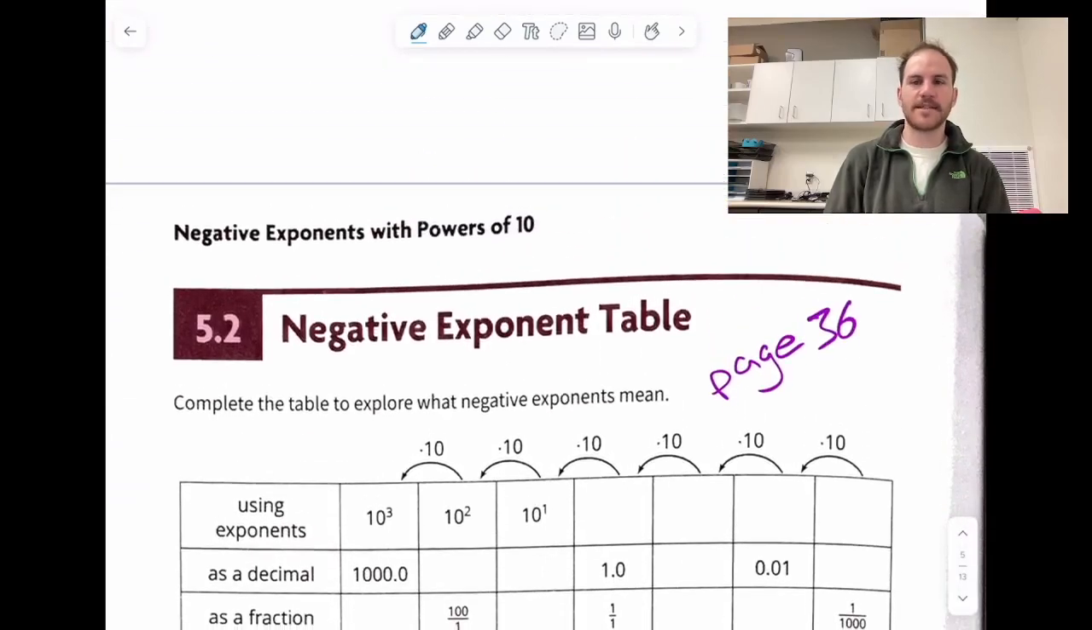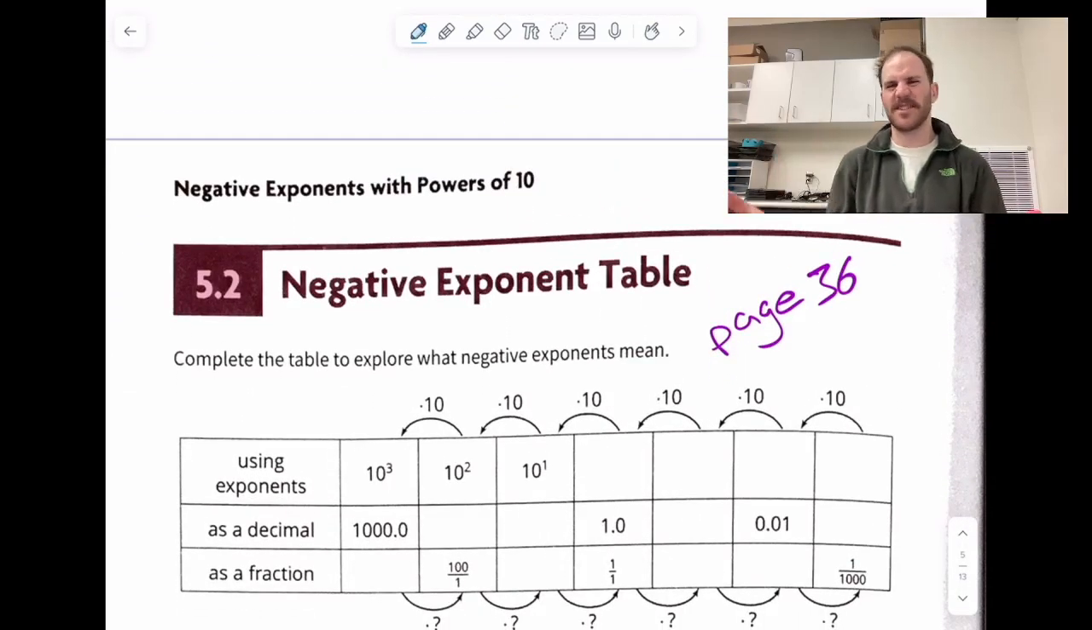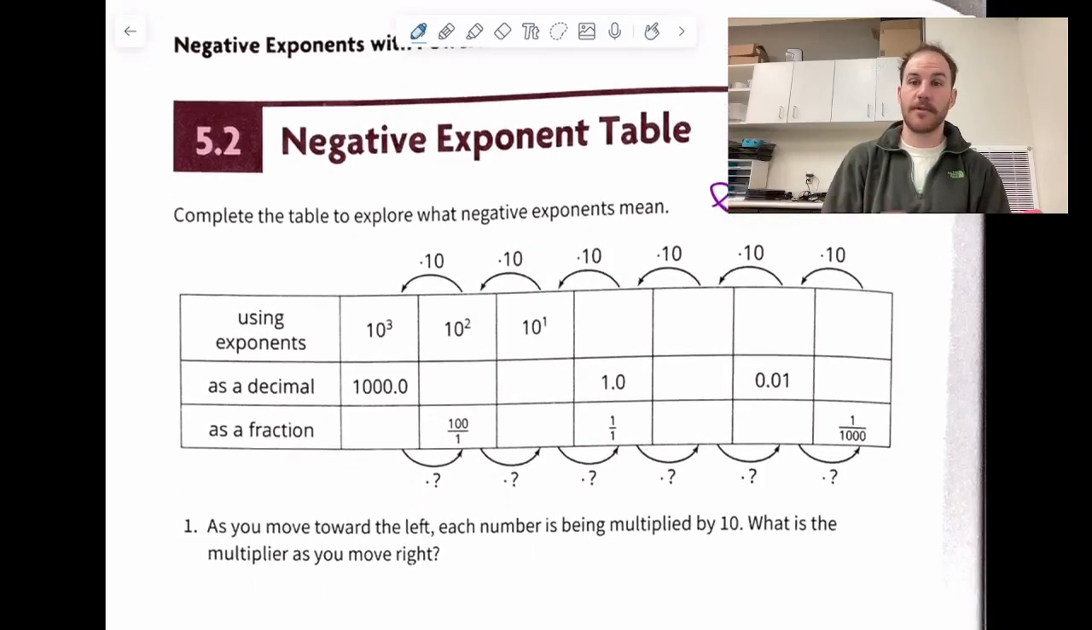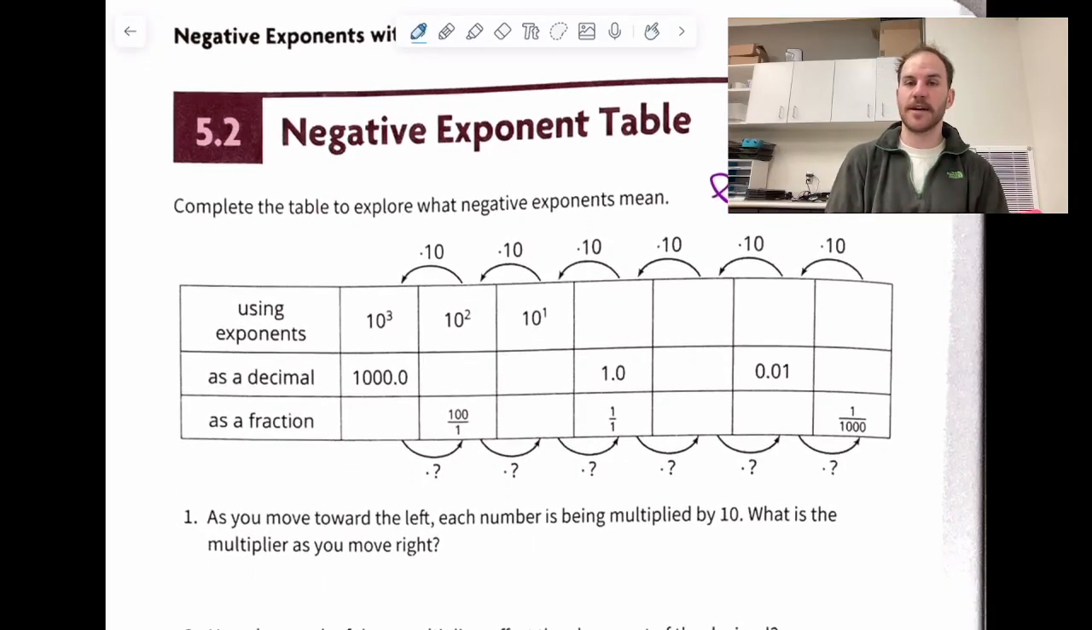So you've got this table on page 36. Let's all turn to that page. I want you to fill this out as I do it. All right, so let's look at this table for a sec. Complete the table to explore what negative exponents mean. This is very important for understanding the negative exponent rule, all right? So let's start with something simple.